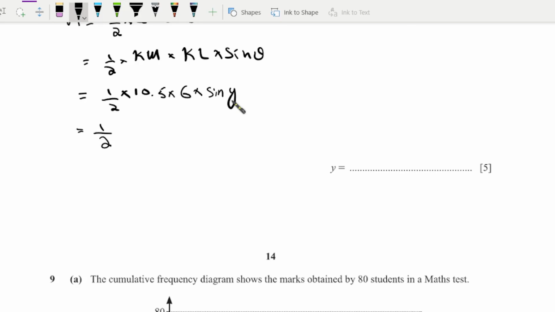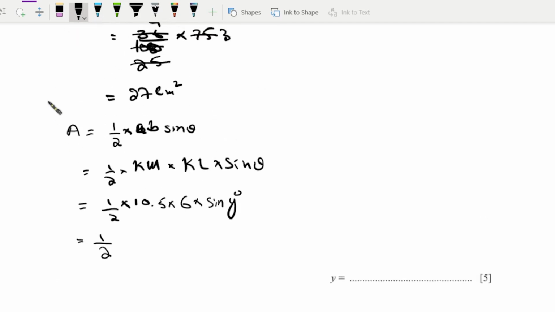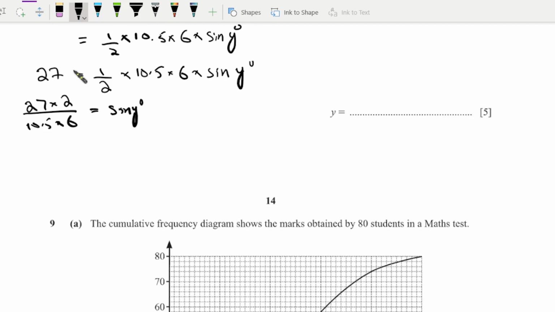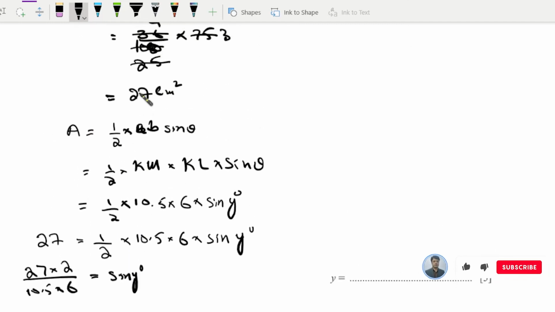The area has been given here, sine y. We have already found out the area. Area is 27 centimeter square. So put the value of 27 here. And 1 upon 2, 10.5 multiplied by 6 multiplied by sine y. Here is 27 multiplied by 2 divided by 10.5 multiplied by 6 is equal to sine y. Okay. So 54.